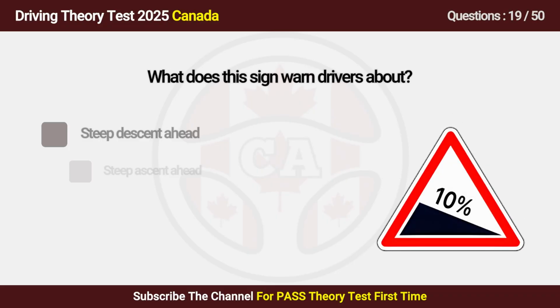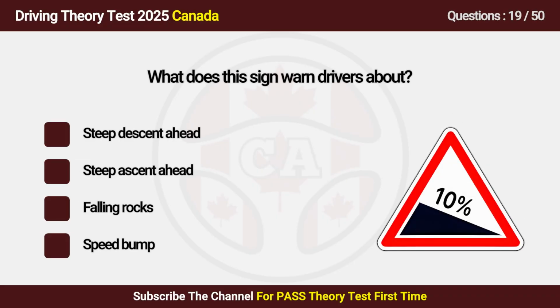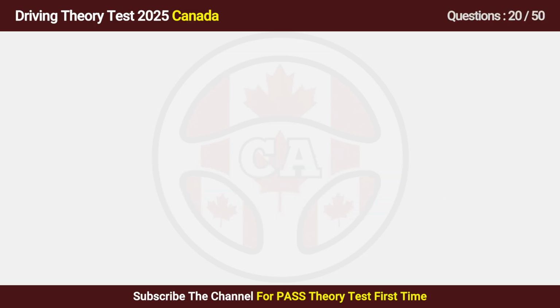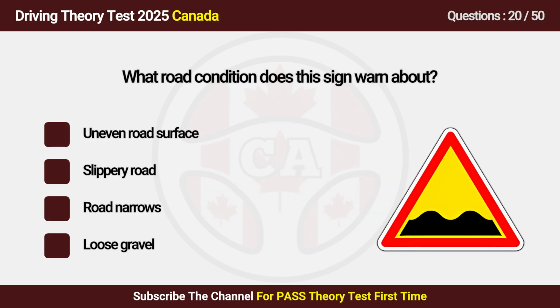Question 19. What does this sign warn drivers about? A. Steep descent ahead. B. Steep ascent ahead. C. Falling rocks. D. Speed bump. Answer is A. Steep descent ahead. This sign indicates a steep descent ahead. Drivers should reduce speed and may need to use a lower gear to control their vehicle's speed and prevent brake fade.